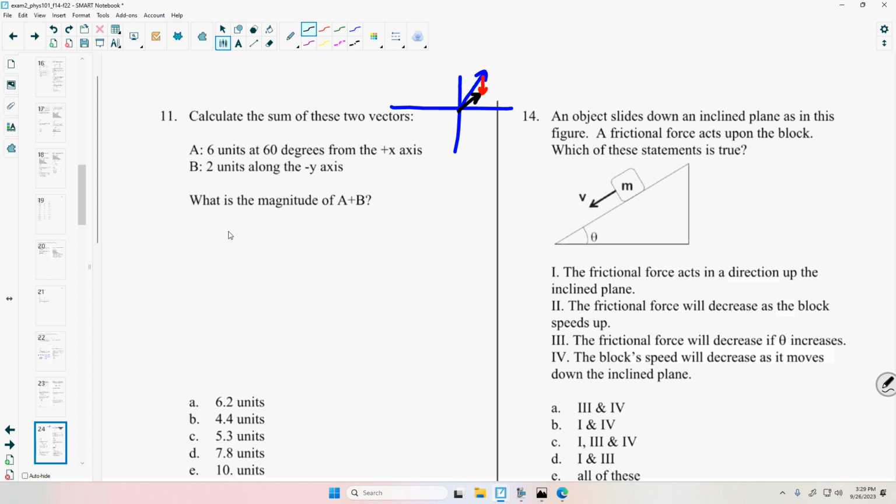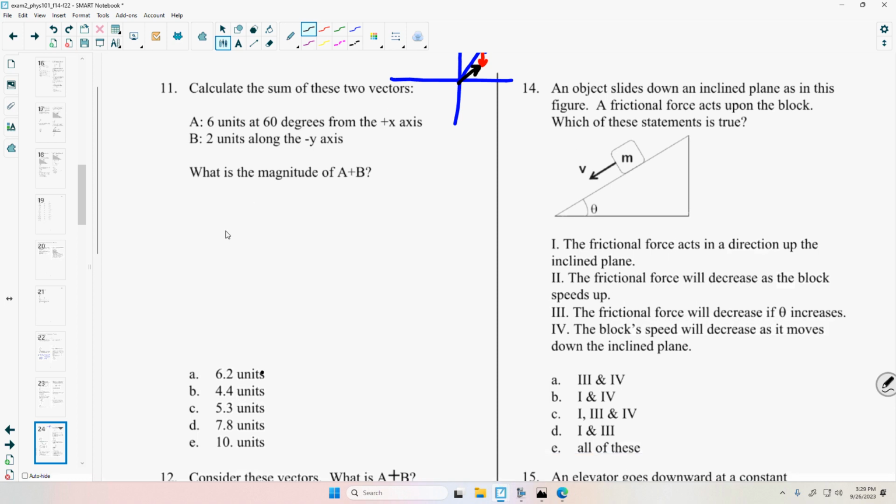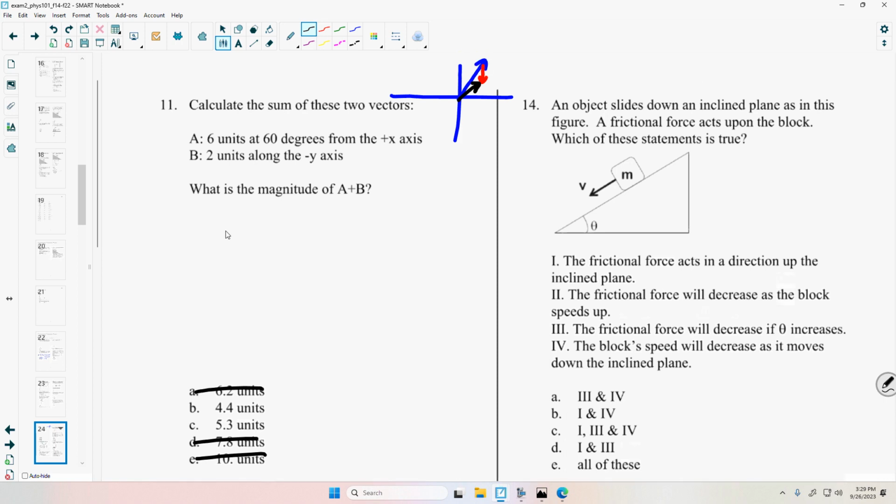So look, I can get rid of some answers. I know that it's not that, or that, because just from looking at my picture, I know that it's not bigger than the longest vector. So I can get rid of that one right away. And now I'm picking between B and C. I want to know the magnitude of A plus B. Next step, calculate AX and BX, AY and BY.